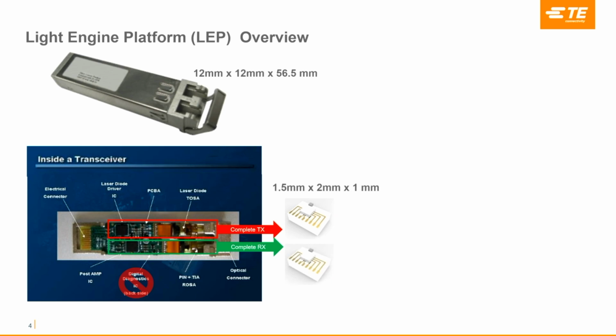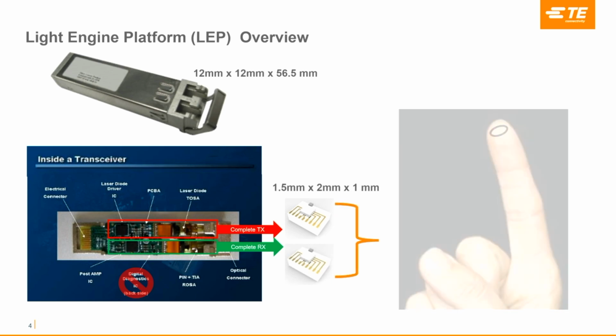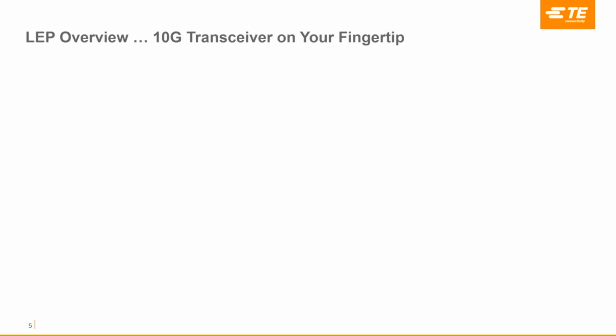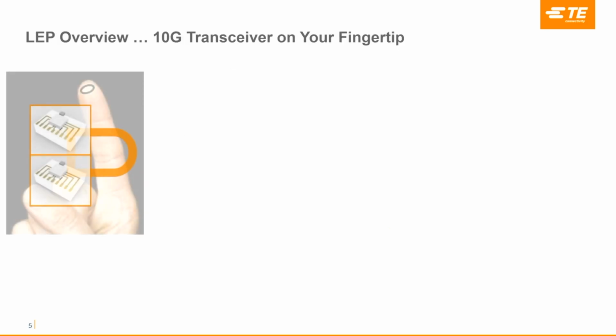Well, why is that important? It's important because if you look at those two things, I just put that transceiver on the tip of my finger. Once I've got that on the tip of my finger, the question becomes, how does that benefit me? What can I do with that kind of a building block? Well, let's take a look at some examples. So you've got your building block on your finger.